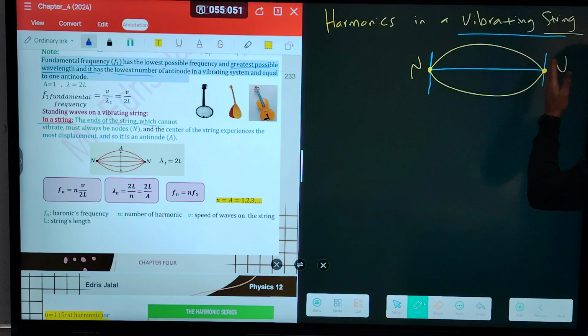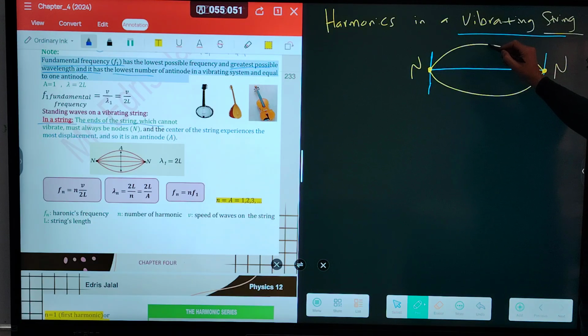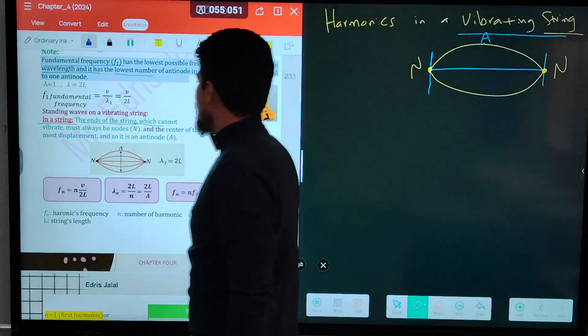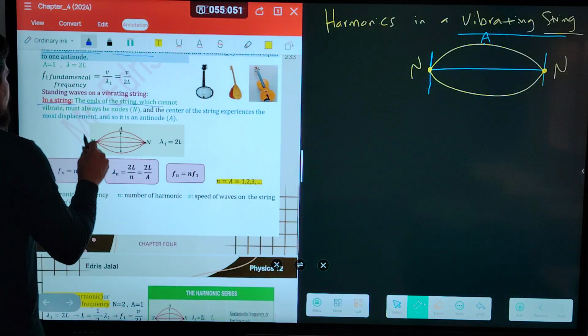In a vibrating string, harmonics or standing waves in a vibrating string, for the first harmonic, number 1, how many nodes do we have? We have 2 nodes. The maximum point is called an antinode. Maximum point is what? Antinode. How many antinodes do we have? We have 1 antinode.